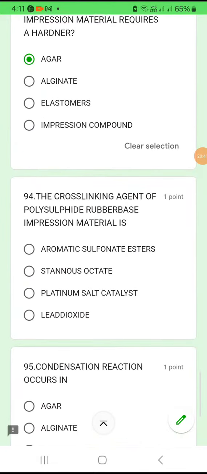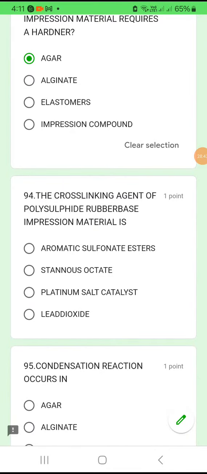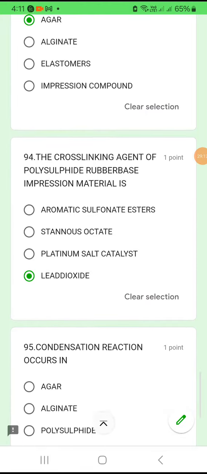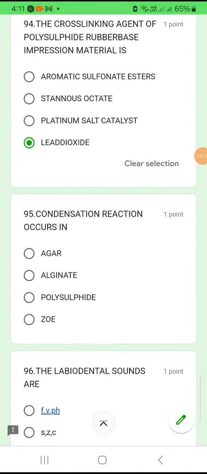Okay, agar. 94. The cross-linking agent of polysulfide rubber-based impression material is aromatic sulfonate esters, stannous octoate, platinum salt catalyst or lead dioxide. Which is the cross-linking agent? The cross-linking agent will be lead dioxide. Okay. 95. Condensation reaction occurs in agar, alginate, polysulfide or ZOE.